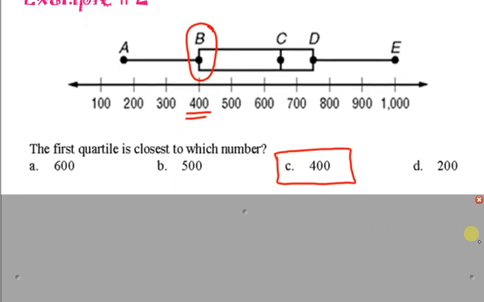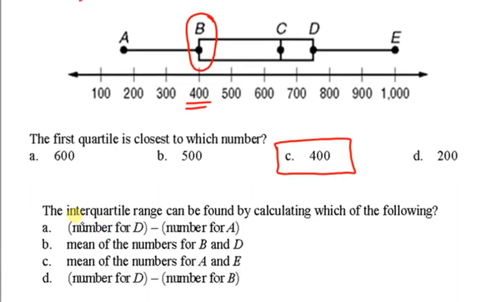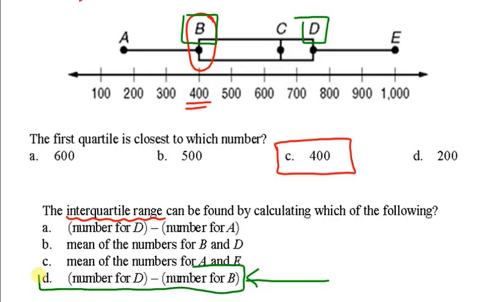All right, let's look at the next question. The interquartile range, we were just talking about that, can be found by calculating which of the following. So again, don't even look at the answer choices. Figure it out first. How do you find the interquartile range? Well, it's going to be the upper quartile minus the lower quartile. So D minus B, which is answer choice D right here. And if it asked you for the range, it would be E minus A.